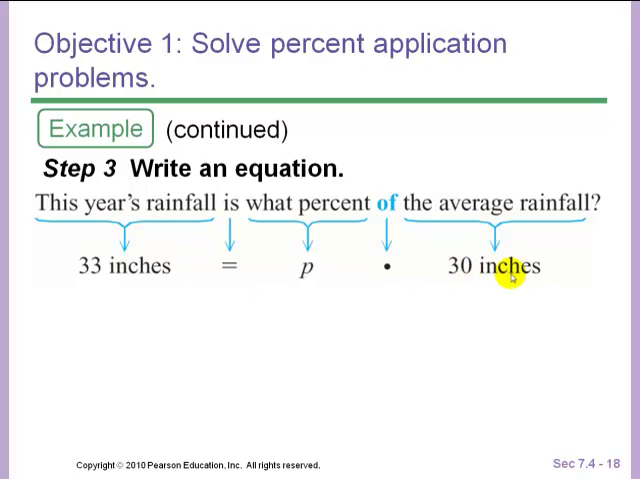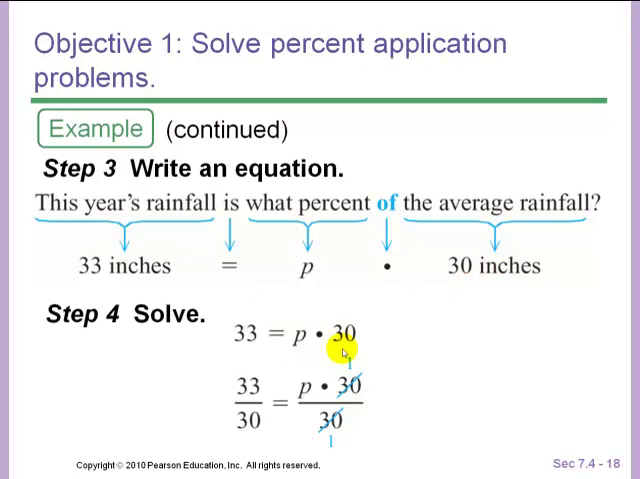This is our equation. We're going to solve this by dividing both sides by 30, and we get 1.1 equals P. Remember, when you're using the equation, your answer will always come out as a decimal, and you need to convert it to the percent. So this would actually be 110%.